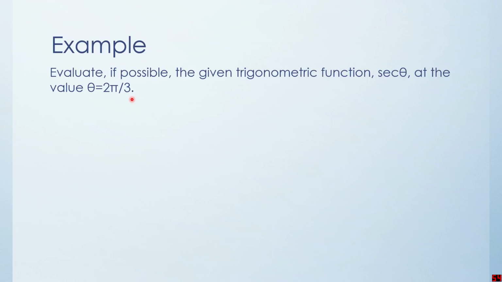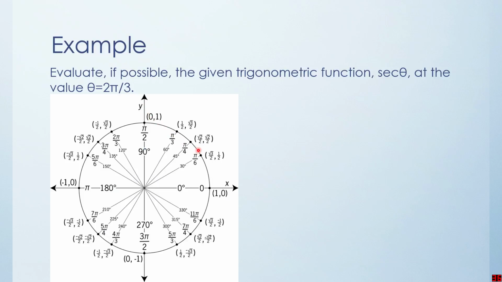Next example is: evaluate, if possible, the given trigonometric function secant theta at the value of theta equals 2 pi over 3. So popping up the unit circle we first saw in the first few slides, we would have to find 2 pi over 3. Looking at these radian measures here, we would see that 2 pi over 3 is here, and that the degree version of 2 pi over 3 is 120 degrees. But more importantly, we'd be looking at the coordinates of this point, which is -1/2, root 3 over 2.